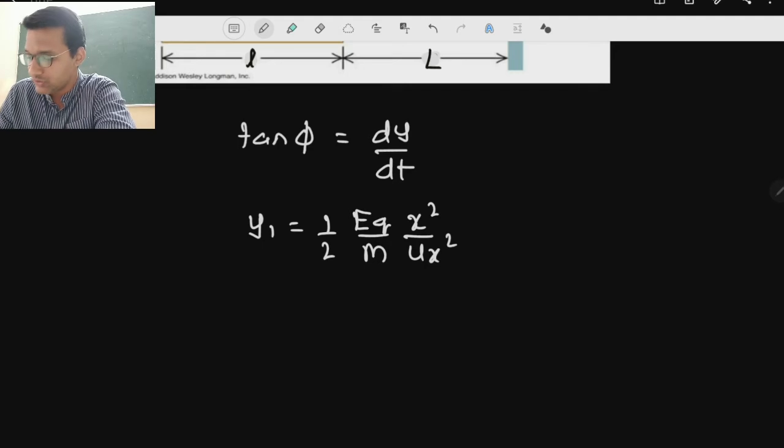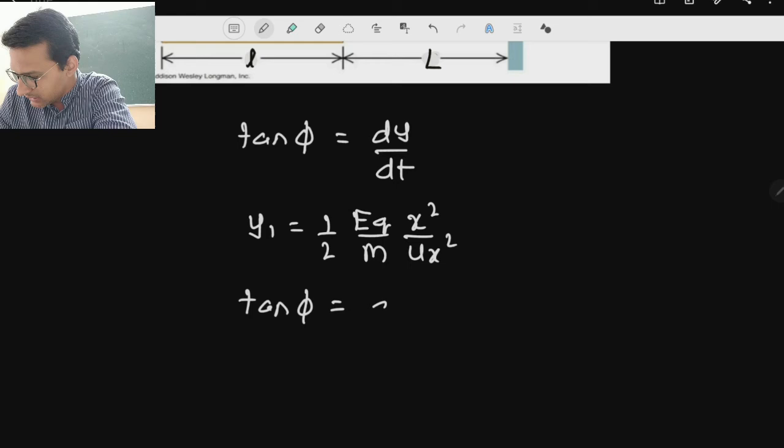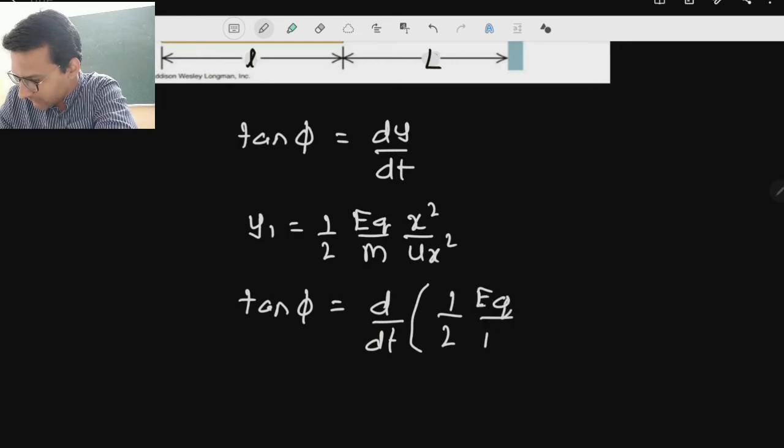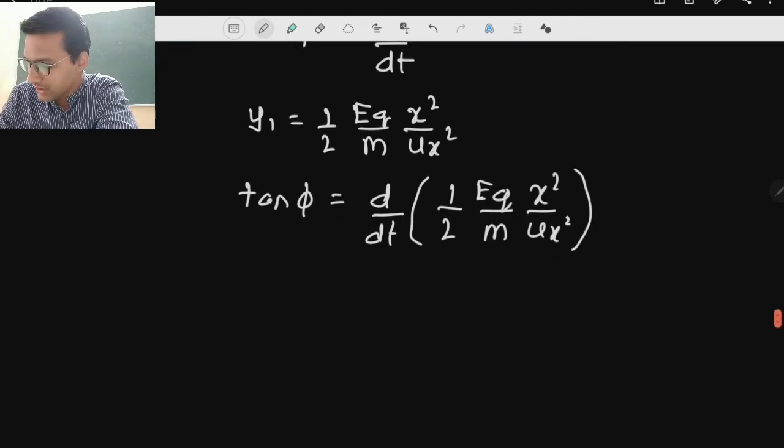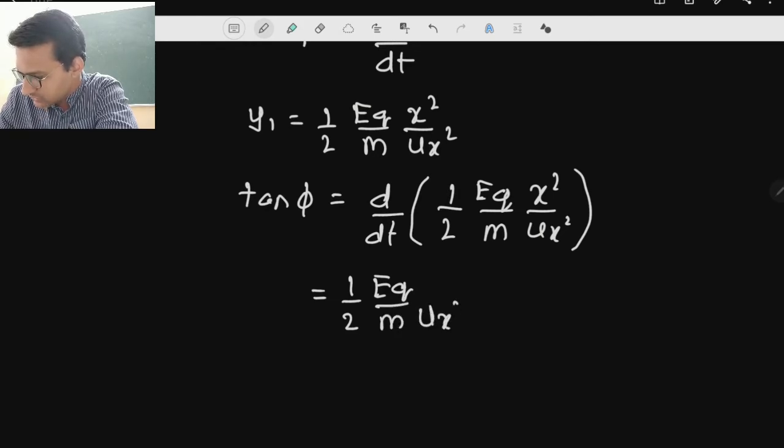Let us substitute this value. So tan psi will be d of dt of this whole term, half eq by m into x square by ux square. Now most of these terms are constant. Let us bring the constants outside. Half is constant, eq is constant, m is constant, even ux square is also constant. So we will have d by dt of only x square.